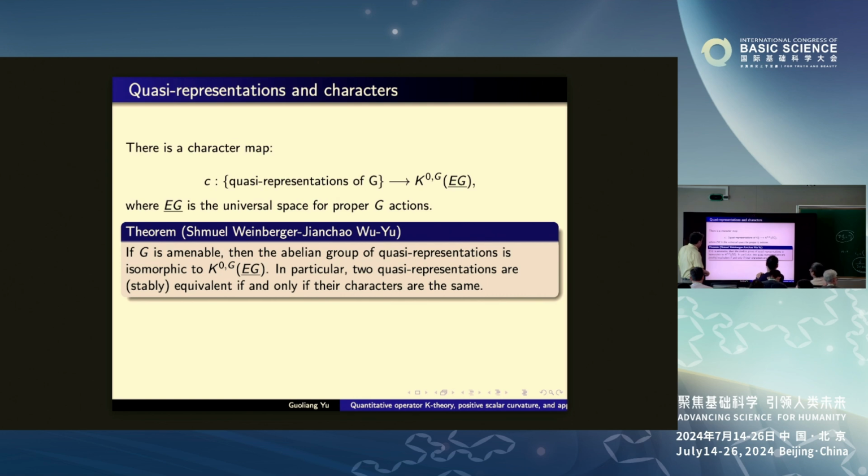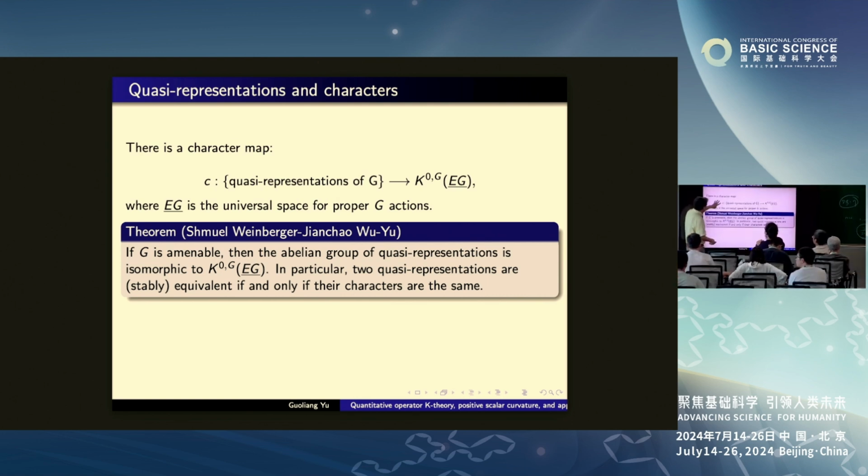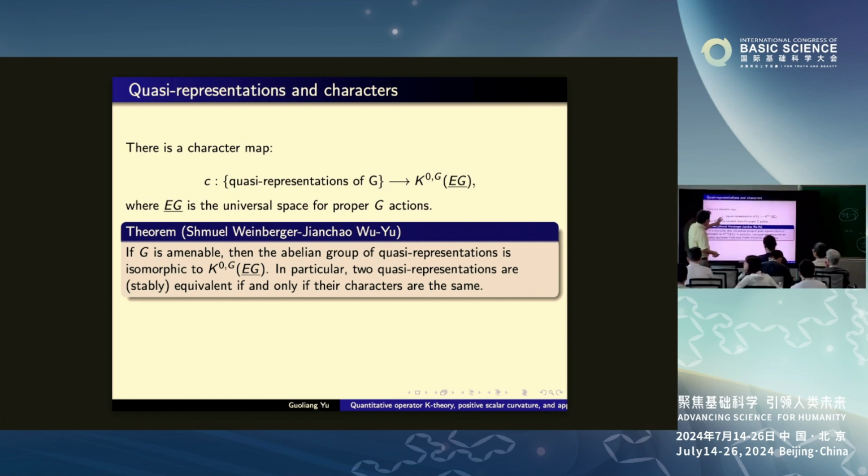One question people in group theory or in computer science are interested in is, how can you tell if you are given a quasi-representation, whether it is very close to a true representation? That's one of the important questions in the subject. In the work with Shmuel and Jianchao, we build what I just call the character map.